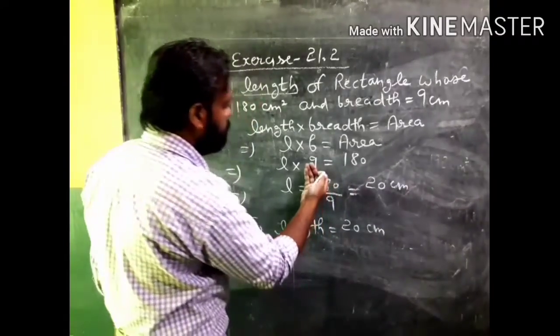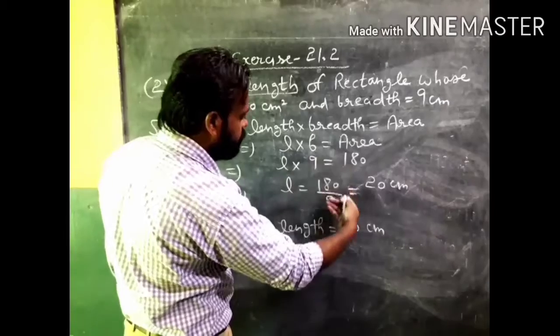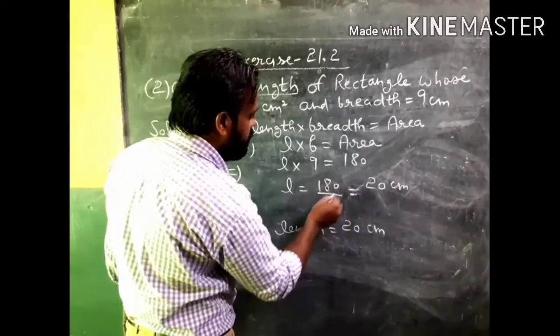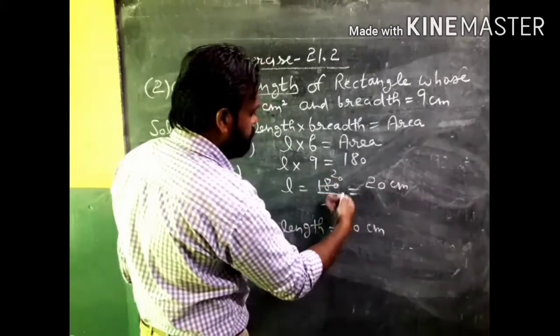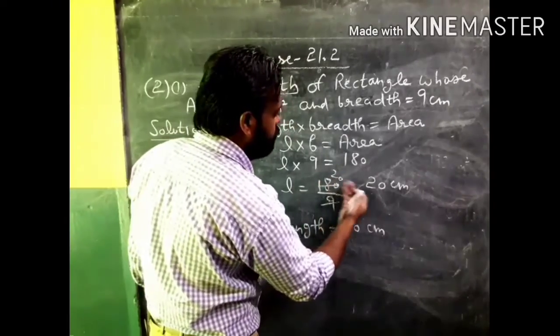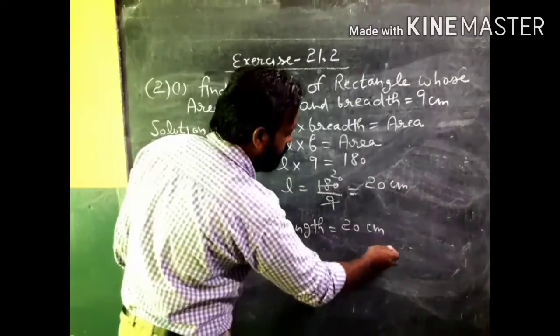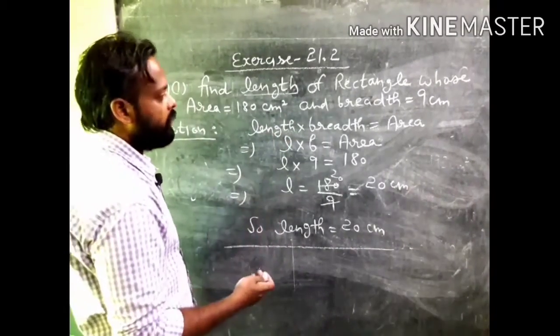Then you can simply solve this one. We take this 9 to the other side, and it goes into the denominator. So L is equal to 180 by 9. After cancellation, 9 into 20 is 180, so it becomes 20 centimeter. So the length is 20 centimeter. This is a very simple sum. You have to try its second part by yourself.